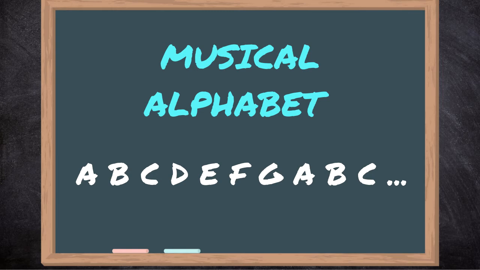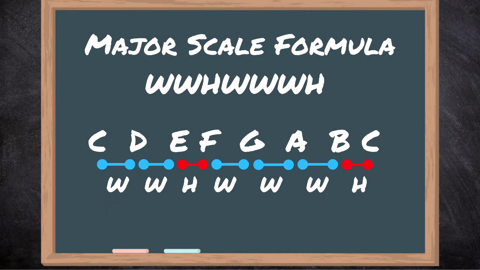So now we want to take a look at what exactly a major scale formula is. To begin with, you should already know what a whole step and a half step is at this point. What we're going to do is combine these together to form our major scale formula. Our major scale formula goes whole, whole, half, whole, whole, whole, half. Two whole steps, a half step, then three whole steps and a half step.